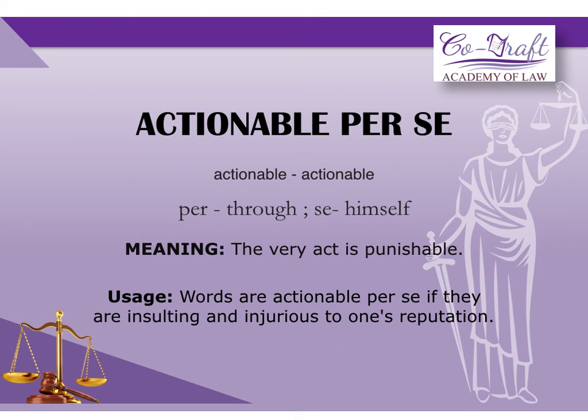Actionable per se. So actionable is an English word. Per means through. In Latin, per means through. And se means himself. Actionable per se means the very act is punishable. It means legally sufficient to support a lawsuit in itself.